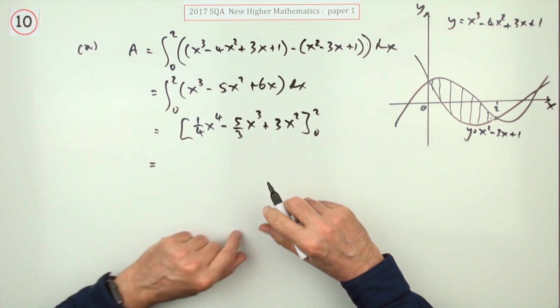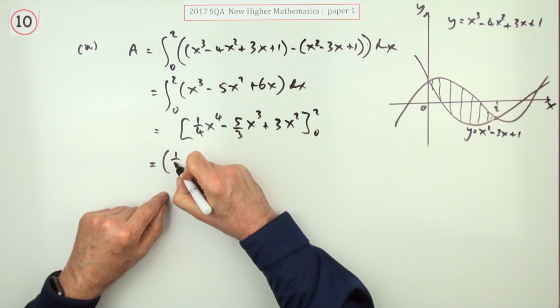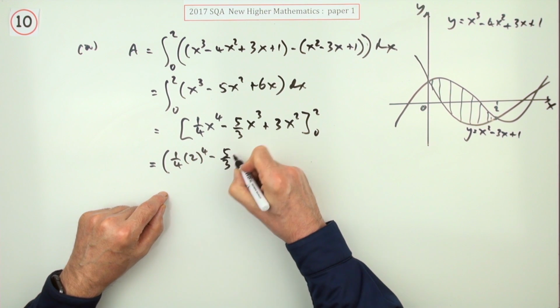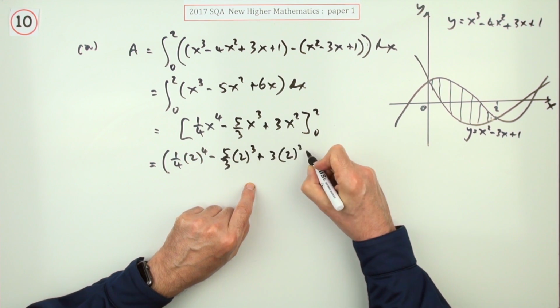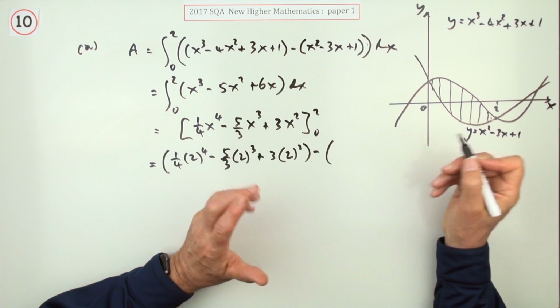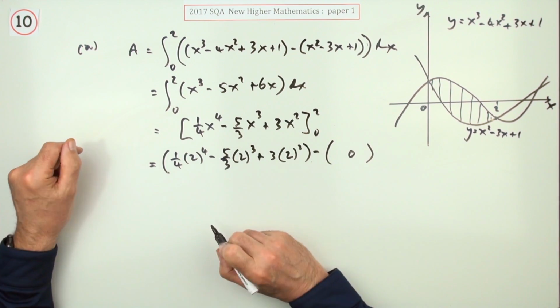Now it needs evaluating, so now you just have to write it all out, putting 2 into this first of all. A quarter of 2 to the 4, minus 5 upon 3 of 2 to the 3, plus 3 times 2 to the 2, minus, now, well, they let you just put 0 in here. I'm just going to take it that they will, because that just disappears to 0.